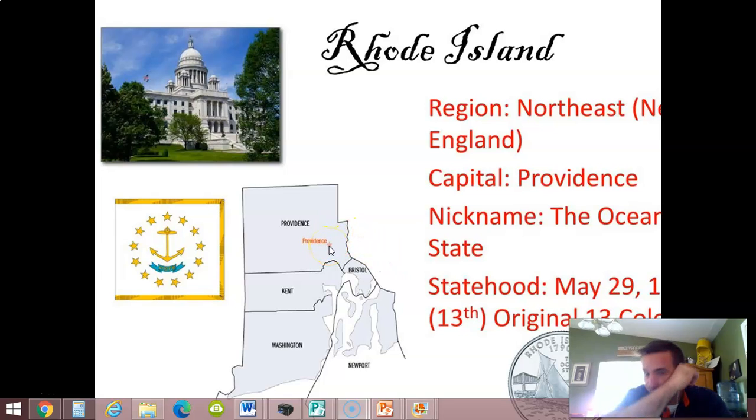Rhode Island. Take a look at here. Here's Providence, Rhode Island. It's called the Ocean State. Look at this. Rhode Island is the smallest state in our country. Does not have the least amount of people, by the way. But look at this. There's 1, 2, 3, 4, 5 counties in Rhode Island. It's that small. 5 counties in Rhode Island. That's it.